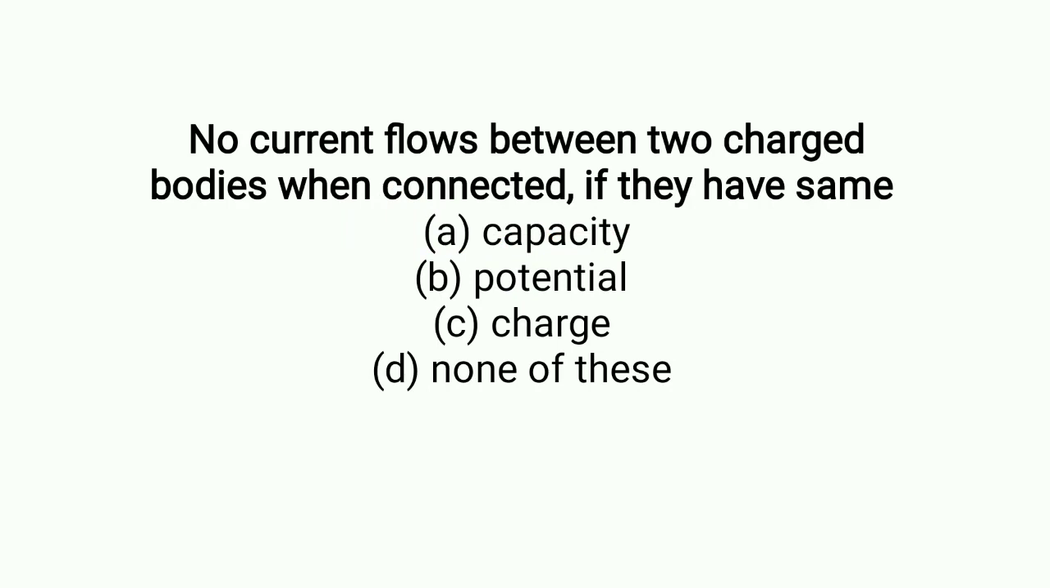Next question. No current flows between two charged bodies when connected if they have the same: option A capacity, option B potential, option C charge, option D none of these. No current will flow between two charged bodies when they are connected if they have the same potential. Remember this. Option B is the correct answer, because to move the charges there should be a potential difference.